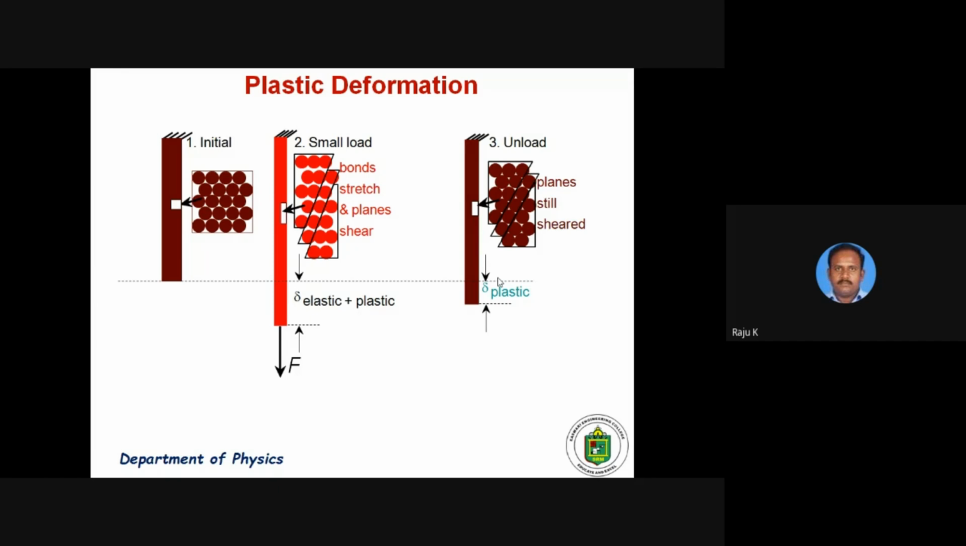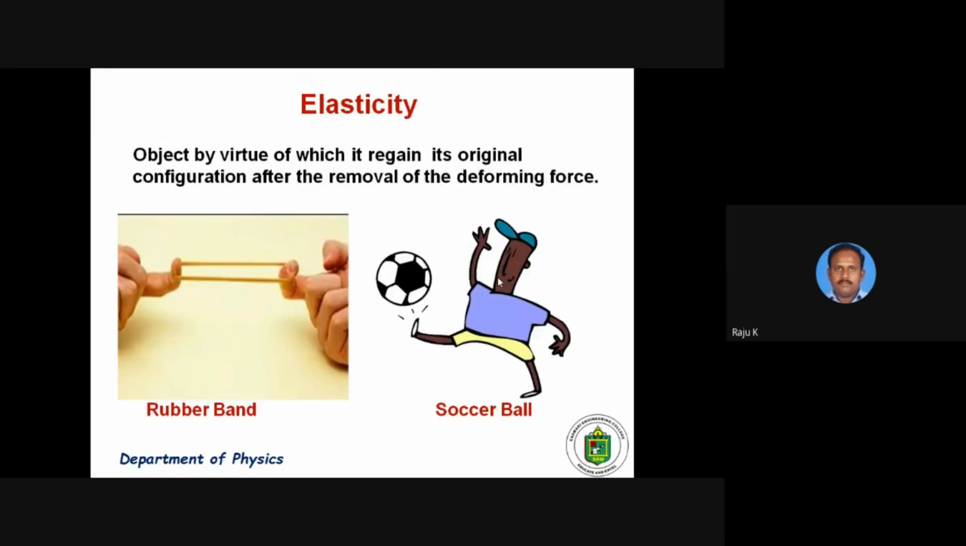The first diagram shows the initial position where the atoms or the molecules are arranged at a particular point. Due to the load applied, the material stretches due to the movement of the atoms or the molecules by changing its bonds. Then after the removal of the force, it does not regain its original size and shape, which causes a permanent deformation of about delta. Then that region is called the plastic region. So that is the plasticity or plastic deformation which takes place.